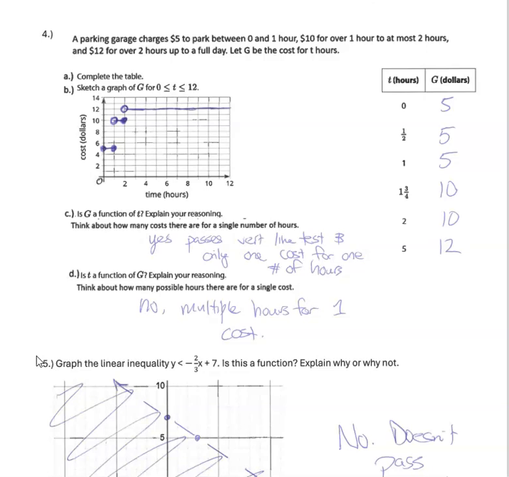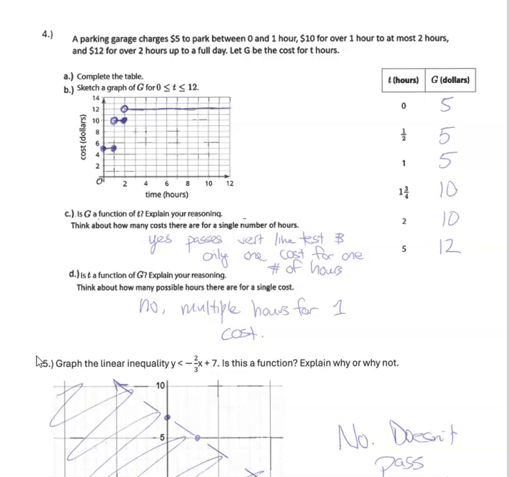Then it is going to be $10 for over 1 hour, so I had to use my open dot, and then go to 2 hours where it was a closed dot. And then $12 was from 2 hours onwards. That's why I had the open dot, because it says it has to be over 2 hours. I filled out my table over there.